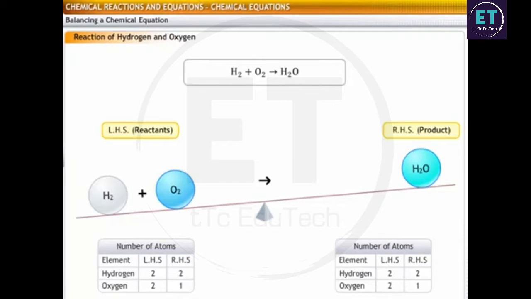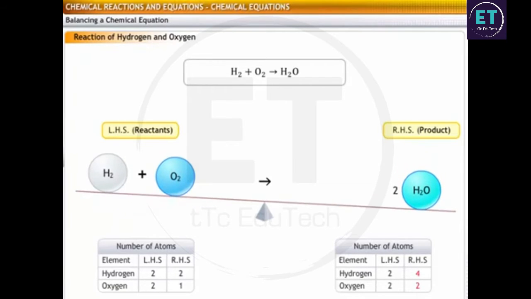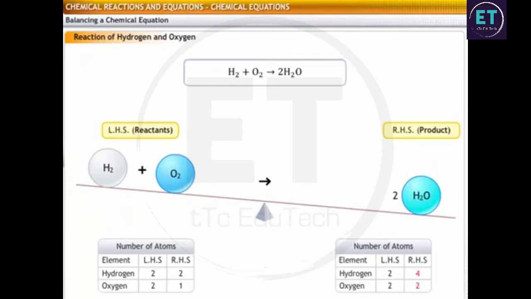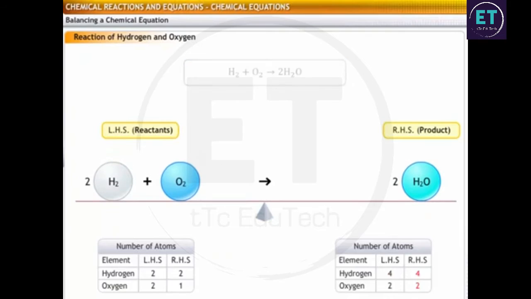To do this, you need to first select the oxygen atom and balance it by placing the coefficient 2 before the product H2O. Now there are 2 oxygen atoms on the reactant side and 2 on the product side. However, placing the coefficient 2 before H2O gives 2 hydrogen atoms on the reactant side and 4 hydrogen atoms on the product side. Thus, there is an imbalance in the number of hydrogen atoms. To balance the hydrogen atoms, place the coefficient 2 on the left hand of hydrogen on the reactant side.